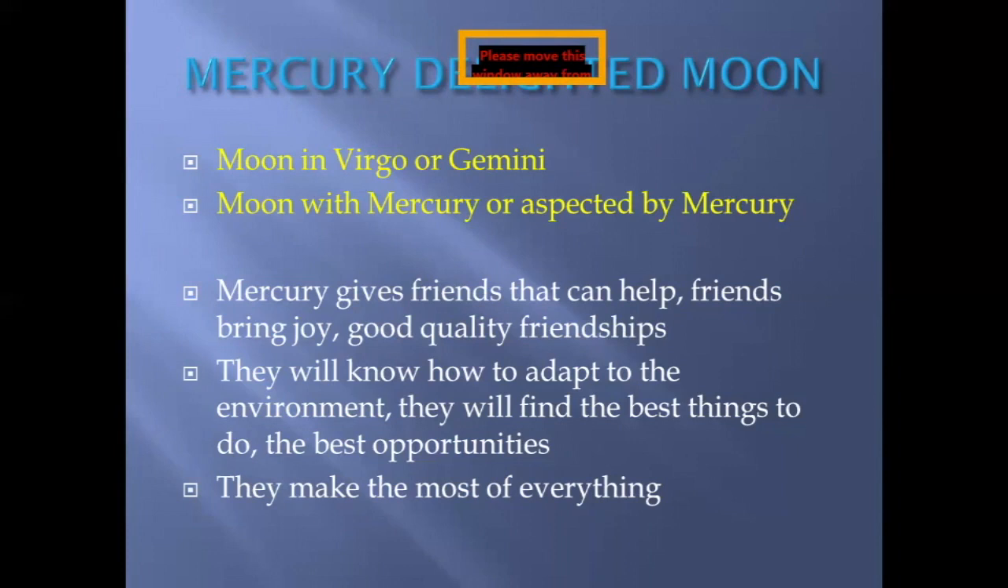They will know how to adapt to the environment, and they will find the best things to do, the best opportunities. Mercury is very good at finding the best things, the best opportunities. So they will make the most of everything. So they will have good friends, and they will find good opportunities at all times.